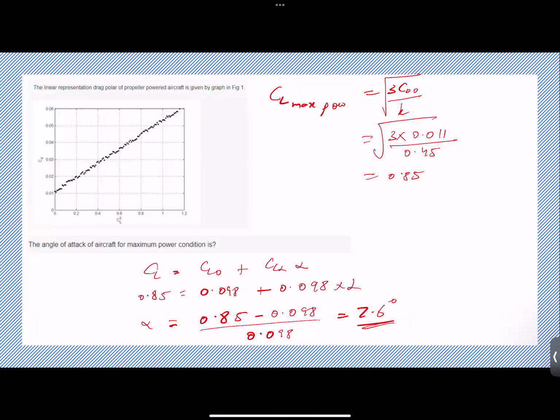Ma'am, what is the CL for minimum power? CL for minimum power. Okay, this should have been minimum power. The question should have been minimum power. It's not max. Our condition is minimum thrust and minimum power, right? That was a mistake in the question. Thanks for pointing that out. It should have been minimum power. Okay.